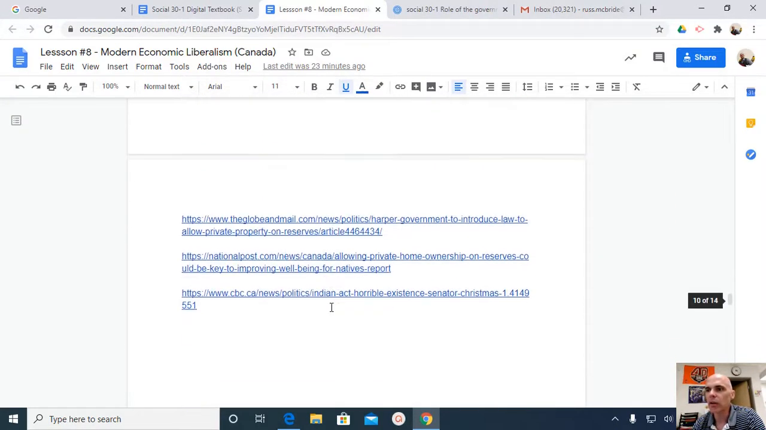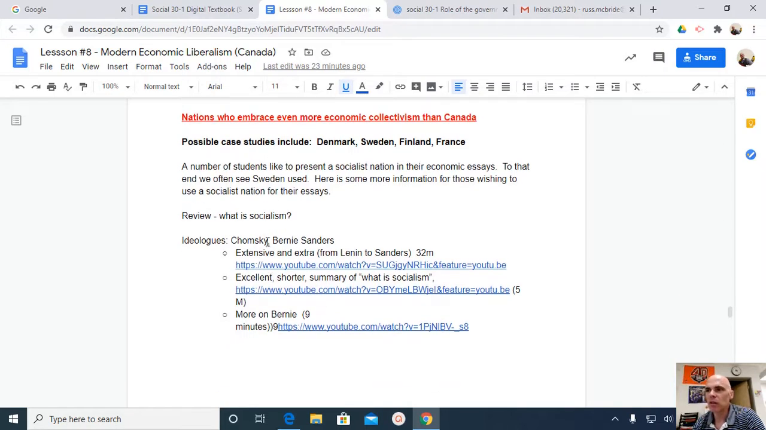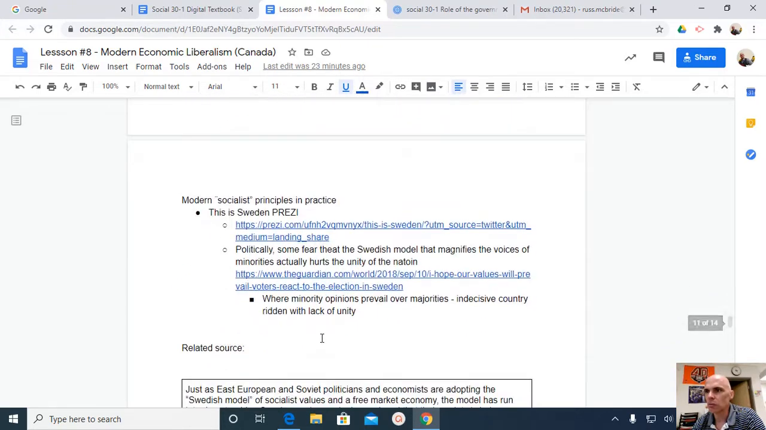There's some stats about poverty here as well that we can look at. And then finally, we compare Canada to some other countries. Could we potentially be more socialist? And there's some information here about Bernie Sanders, the very famous socialist-leaning American politician who would like to become president. There's also an intellect called Noam Chomsky that is a good reference to learn more about socialism. So here's some excellent short videos to look at in terms of learning more about socialism.